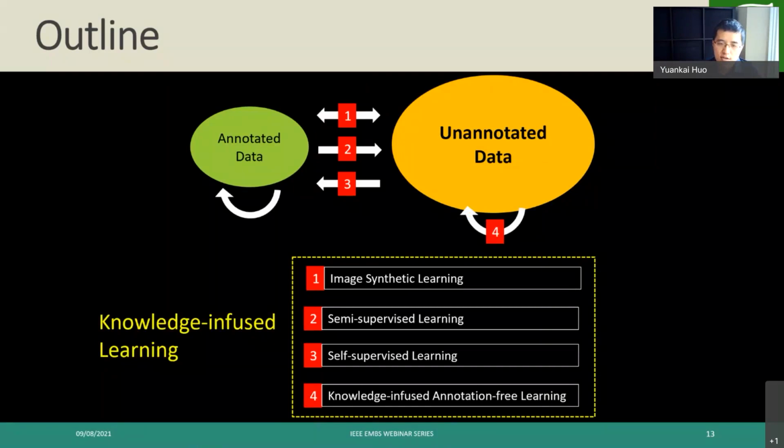And these tasks are very challenging in the computer vision and machine learning community, especially when we have smaller scale and higher dimensional data in medical image analysis. We typically need to infuse the clinical knowledge and prior knowledge into our learning framework. I call it knowledge-infused machine learning.